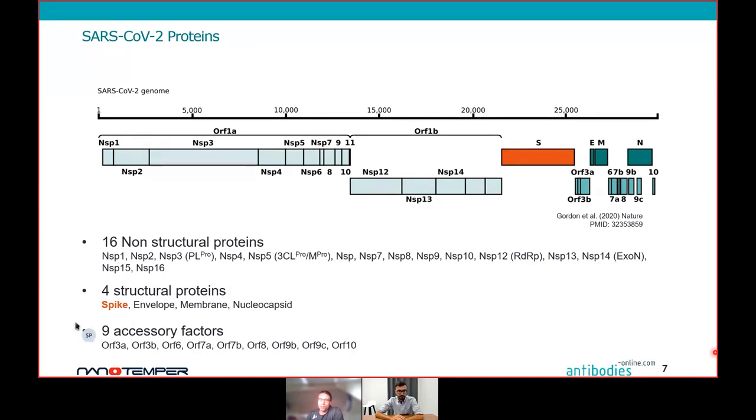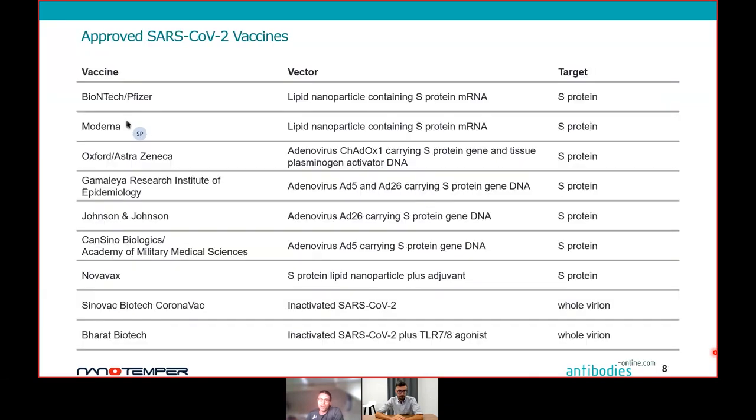I will today be focusing on the spike protein shown here in orange. So why the focus on the spike protein? Shown here is a list of SARS-CoV-2 vaccines that have been approved until now for use in humans. They rely on different technologies.